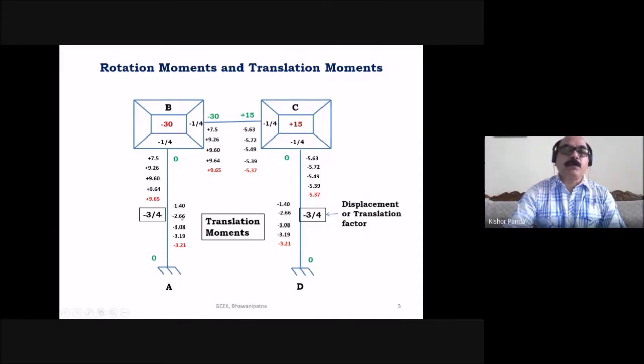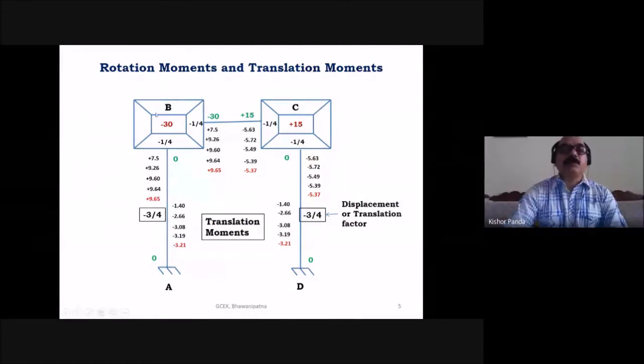This is your M double dash AB or M double dash BA, because the translation moments M double dash AB and M double dash BA are the same. So this is the translation moment you have to enter in the vertical member, just the mid portion, here and here. For CD, here you have to enter the translation moment.